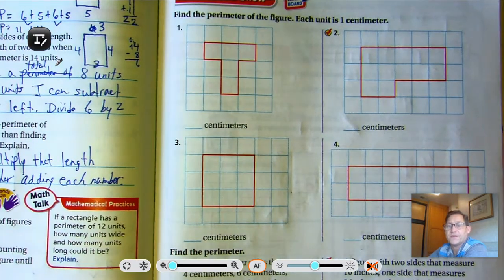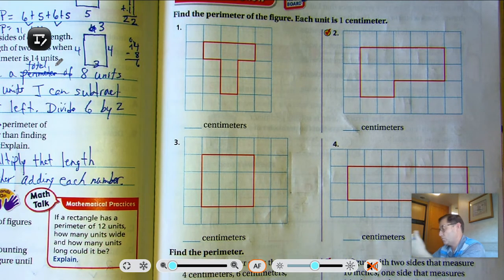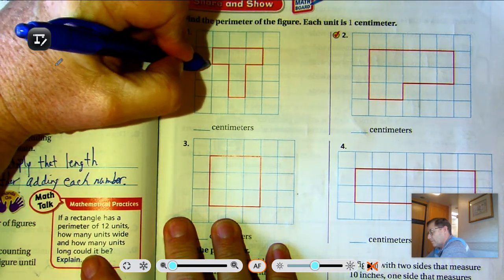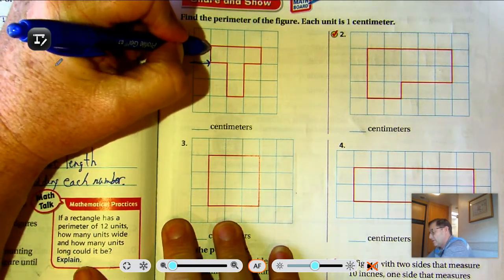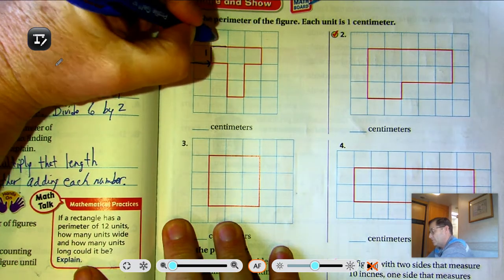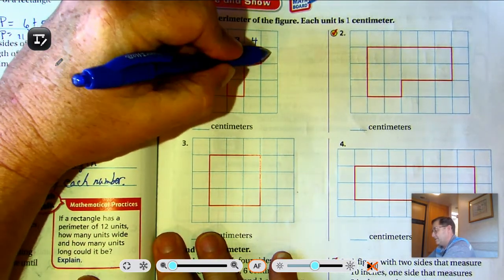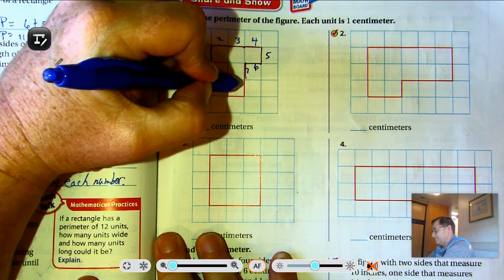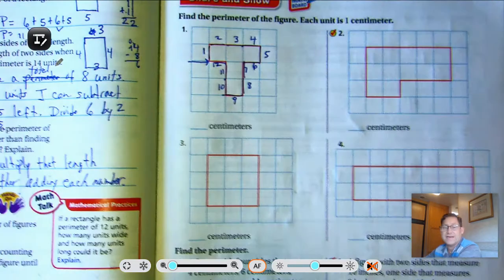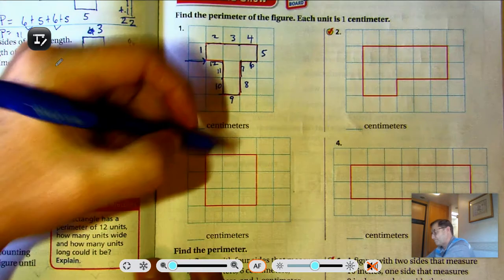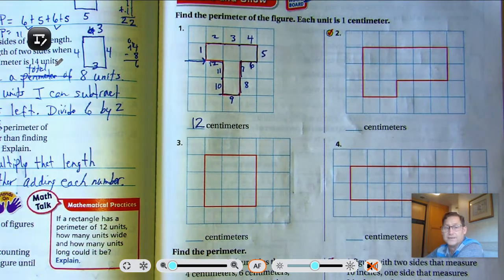So find the perimeter of the figure. Each unit is 1 centimeter. Okay, so we might as well keep going with what they are teaching us. Okay, so let's draw the arrow there. And so I'm going to start here. I'm going to call that 1, 2, 3, 4. All we're doing is putting numbers on each of the sides. We're counting each unit. Okay. I came up with 12. So 12 centimeters. They told us each of these distances is 1 centimeter.